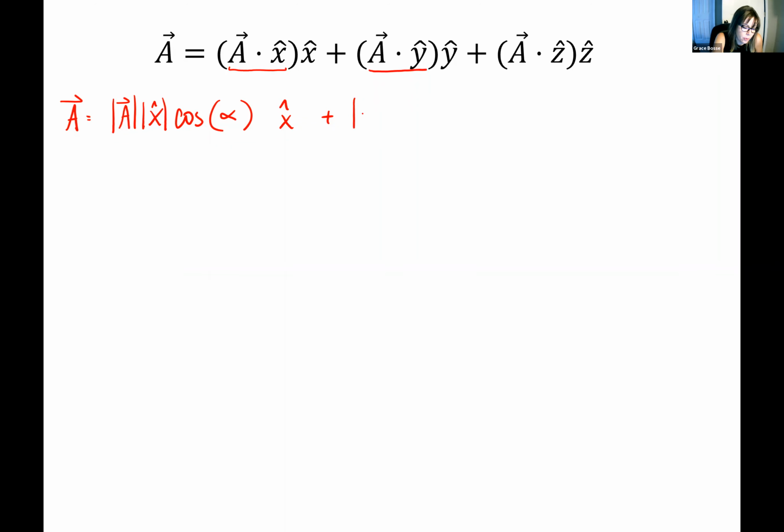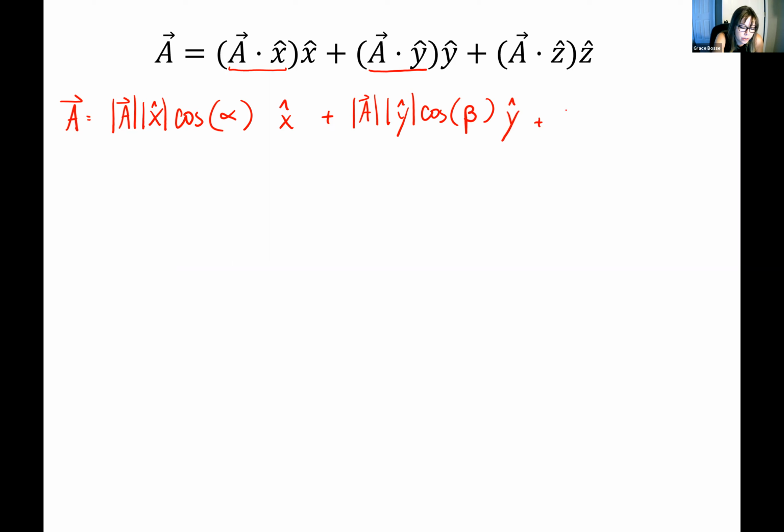So it's going to be the norm of a times the norm of y hat times the cosine of the angle between them. This angle, I'm going to give it a special name. I'm going to call this one beta. That's the Greek letter beta. And all of that gets multiplied by y hat.